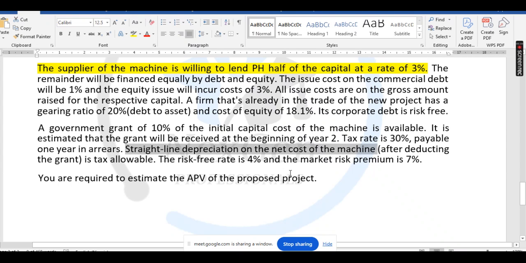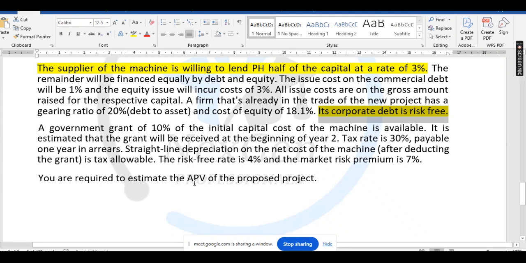Class, now, the risk-free rate is 4%. And the market risk premium is 7%. Don't forget, in this part of the question we were told that its corporate debt is risk-free, which means that if risk-free is 4%, the interest rate on the commercial debt will be 4%. That is what it means.